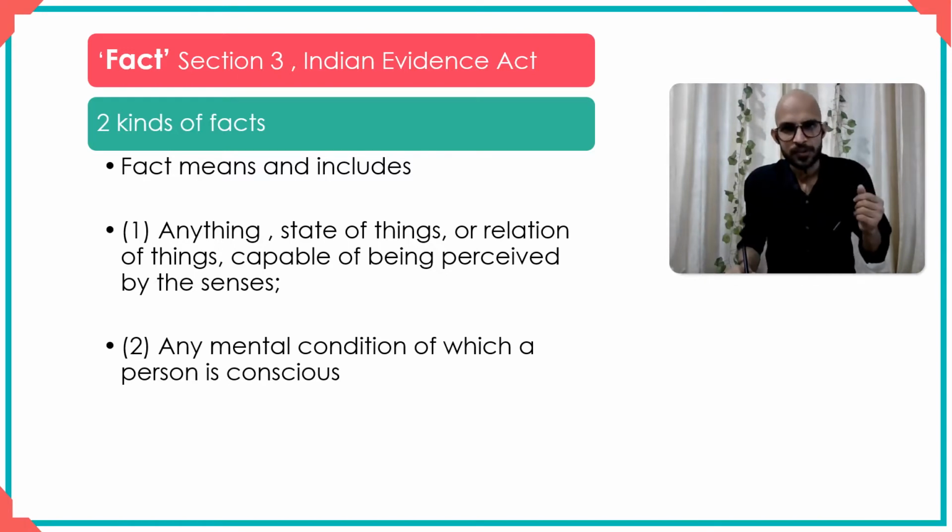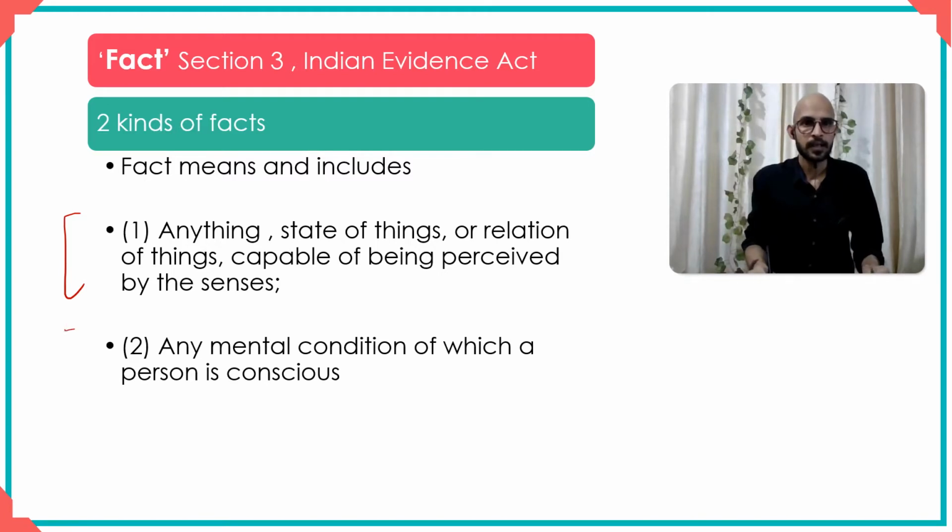So it's fairly obvious that the definition of fact in Section 3 contemplates two kinds of facts. The first, anything, state of things, relation of things capable of being perceived by the senses. Second, any mental condition of which a person is conscious.